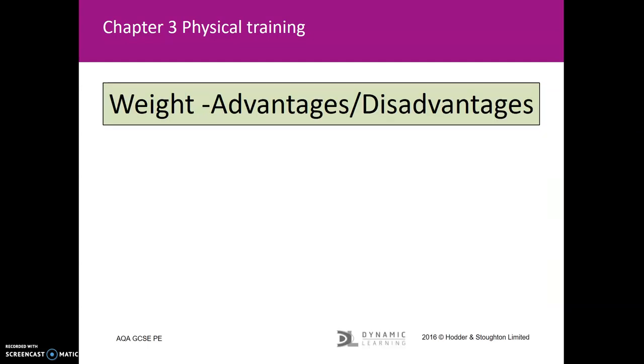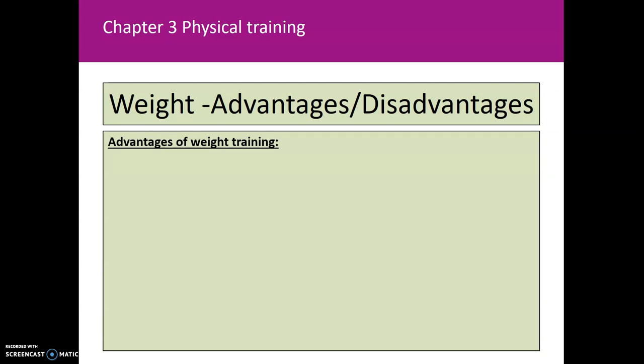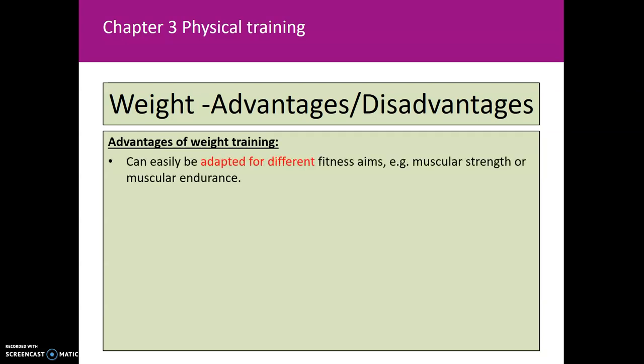Okay, moving on to weight training next. Again, if we're looking at the advantages, obviously it can be easily adapted for different fitness aims. So we can obviously try to improve our muscular strength or our muscular endurance, and we can obviously manipulate that on the amount of sets and reps we do, and obviously how hard we work in terms of intensity, so how heavy the weight is.